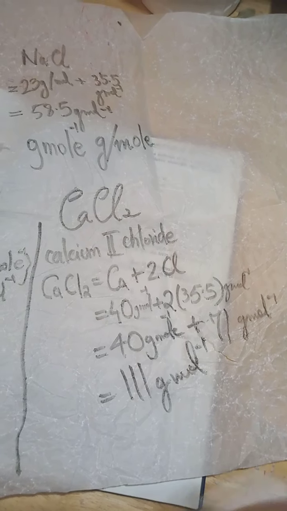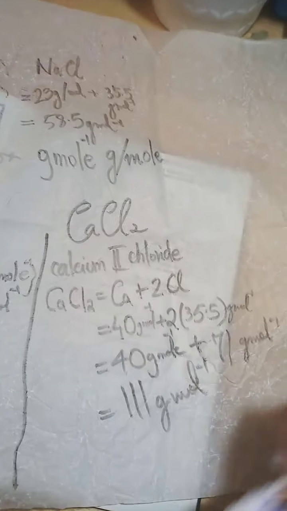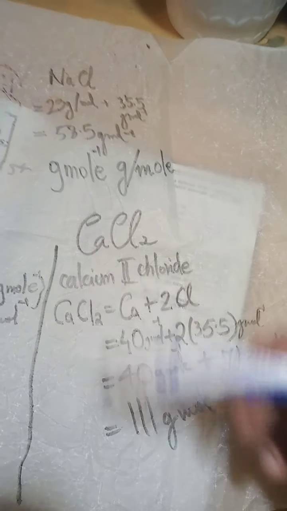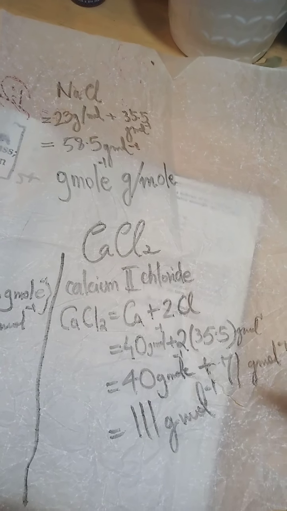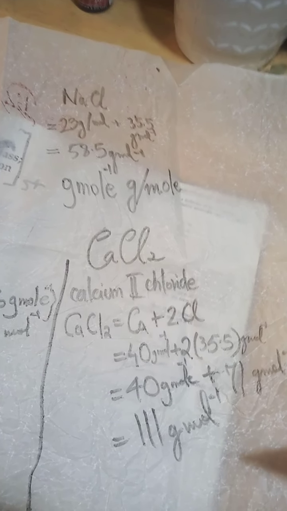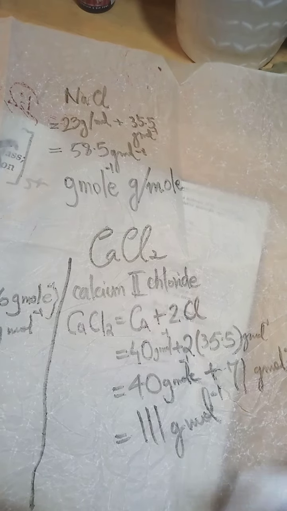So that's very interesting. And as you continue to practice and play around with the RMMs of different compounds, you begin to remember a few of them. Things like sodium carbonate, sodium bicarbonate, calcium chloride, sodium chloride. They become part of your daily routine, and you begin to remember them. The next one I'd like to do is aluminium sulfate.